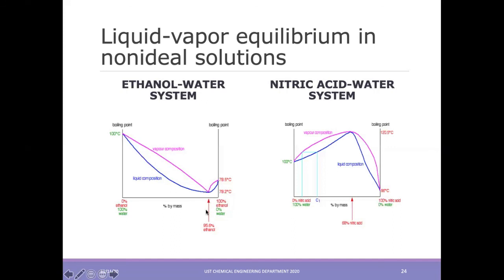The ethanol-water system forms an azeotrope at 95.6% ethanol, and the corresponding temperature is 78.2 degrees. In the case of the nitric acid-water system, it forms an azeotrope at 68% nitric acid and 32% water, and the boiling point is 120.5 degrees Celsius. So overall, these are the discussions for miscible binary liquids, both ideal and non-ideal. In the continuation of our lecture, we will be considering partially miscible liquids and immiscible liquids.